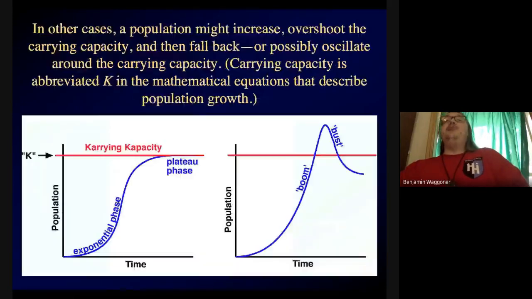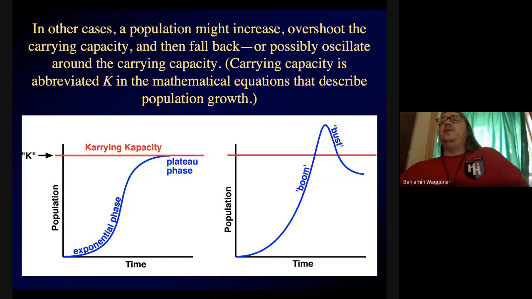So a population might increase and level off and reach the plateau phase, or it might increase, overshoot carrying capacity, and once it's overshot, the number of deaths rises and the population falls back down. So it could go boom, overshoot carrying capacity, and then get dragged back down. Or it might kind of zigzag around the carrying capacity.